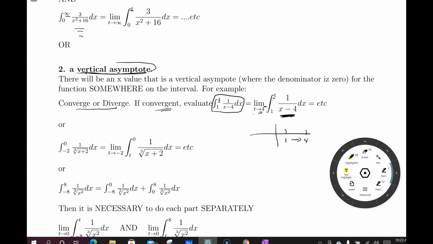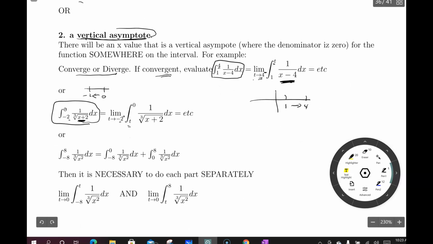All right, so this one here, looking at it, converge or diverge, no infinity. So I'm thinking about where is that vertical asymptote? Well, it's got to be back here at -2, right? That makes the denominator 0. So I'm coming towards -2 from the positive side. So I should have a positive there. So then you would go forward and put the t in for where the -2 is and go forward with doing the integral.